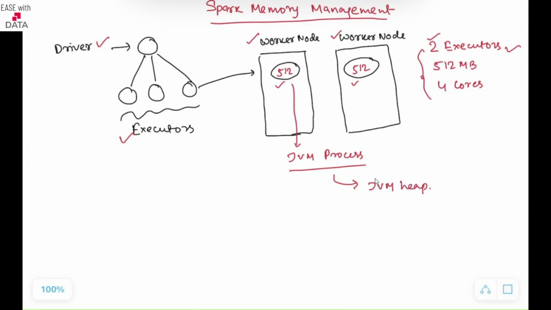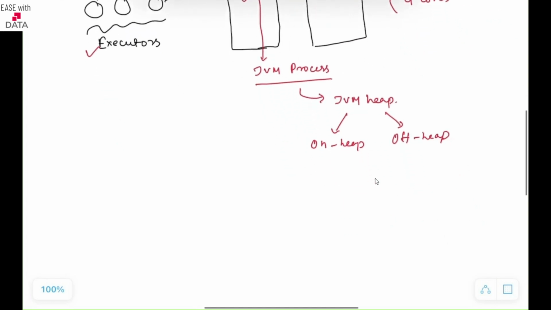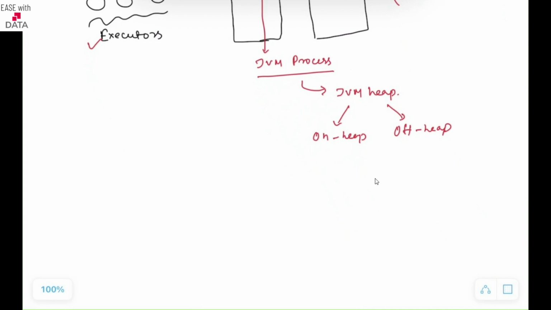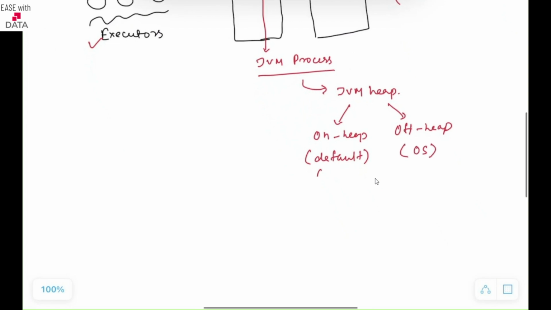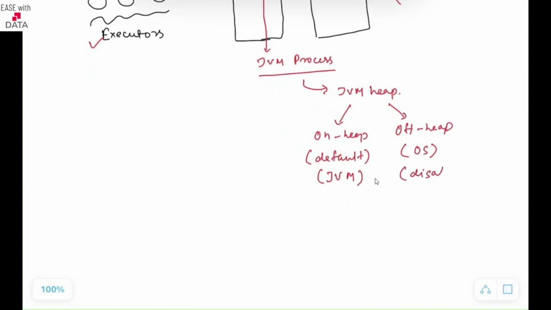Now, there are basically two types of JVM heap. One is on-heap and the other one is off-heap. On-heap is the default memory. Off-heap is something which is managed by the OS, and on-heap is managed by the JVM itself. The off-heap is disabled by default, so if you want to use off-heap memory for Spark, you have to first enable it. We are not going to discuss off-heap right now, but we will be discussing more on on-heap.